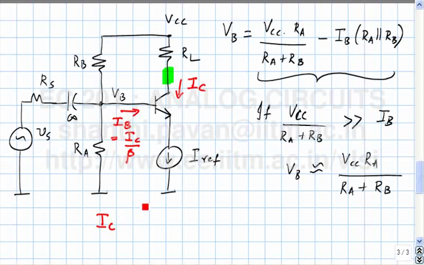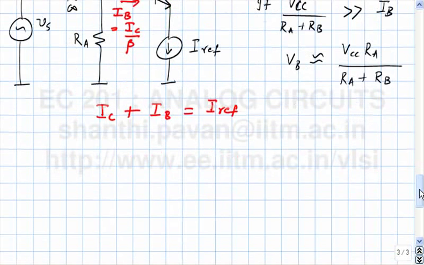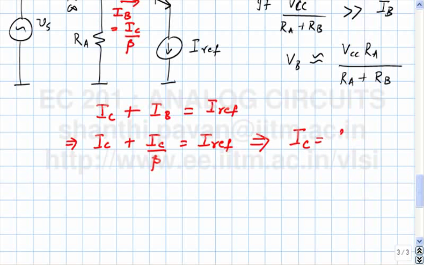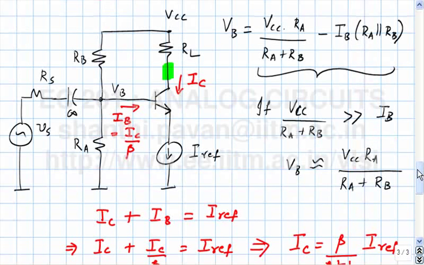IC plus IB must be equal to IE. So IC plus IB must be equal to the emitter current, which is equal to IREF, and IC by beta is IB, which implies IC is beta by beta plus 1 times IREF. So this quantity beta by beta plus 1 is often denoted in the bipolar literature by this number alpha, and if beta is large, alpha will be close to 1. I will make the assumption that beta is large here so that IC is approximately equal to IE, and that should be equal to IREF.